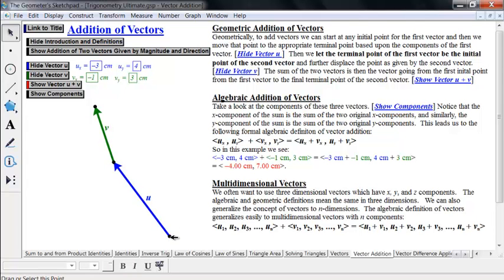So we start here, we apply the first vector, which says we go left 3 and up 4, so that gets us to here. And then from there we go left 1 and up 3, which gets us to here. And so the net result is we're going from this end to this end, and that is the vector sum right there. So that's what we get by adding them together.